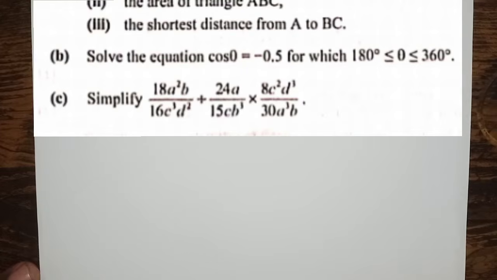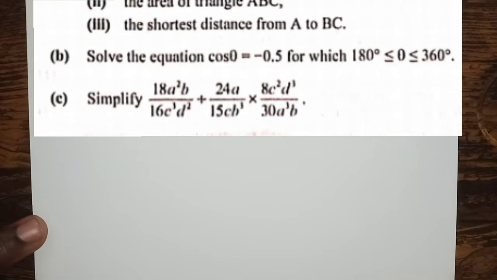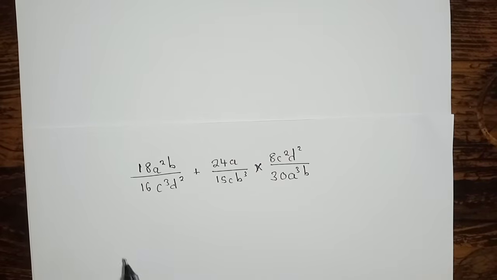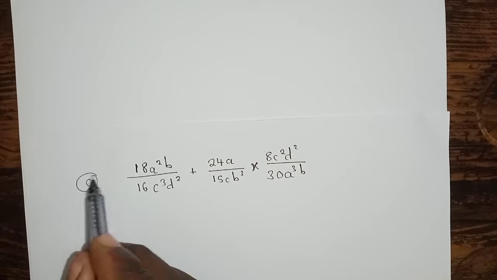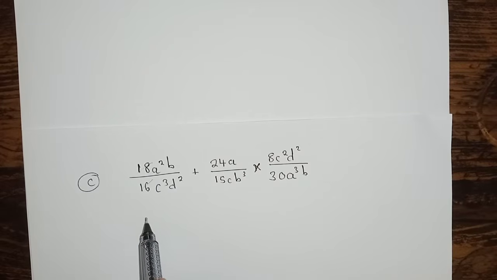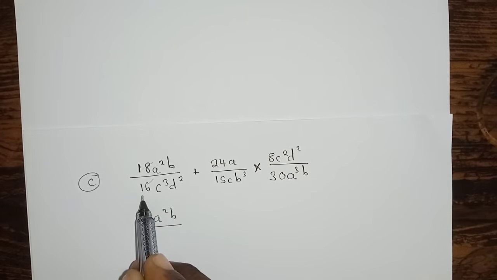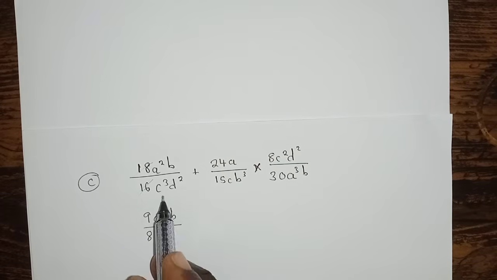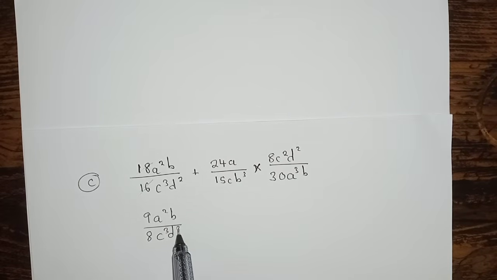The next question over here, they want us to simplify. Okay, so let me copy the expression the way it looks. So for question C, this is question C. We can start by simplifying here. We know that 2 can go into 18, that's 9. Here A squared B. 2 into 16, it's 8. Here we have C power 3 D power 2.